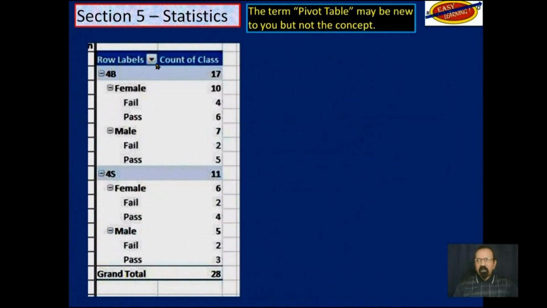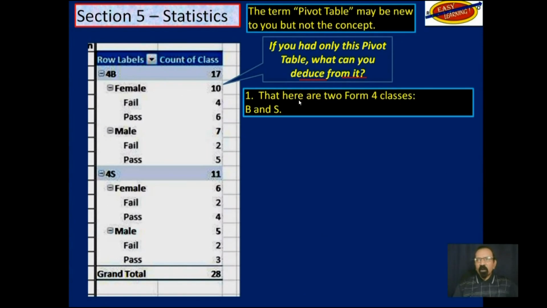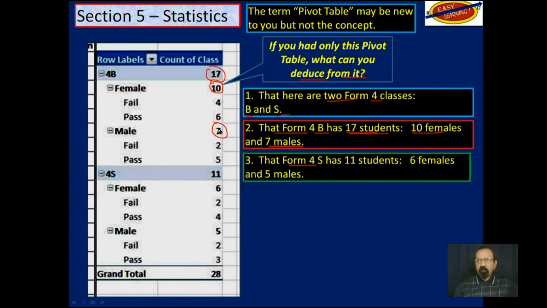So as I said, a pivot table is a summary table of a larger table. If you had only this pivot table, what can you deduce from it? What information can you extract? Well, first of all, you know that there are two forms, 4B and 4S. You also know that Form 4 Business has 17 students, 10 females and 7 males. You also know that Form 4 Science has 11 students, 6 females and 5 males.